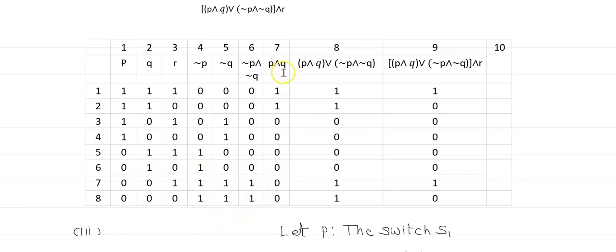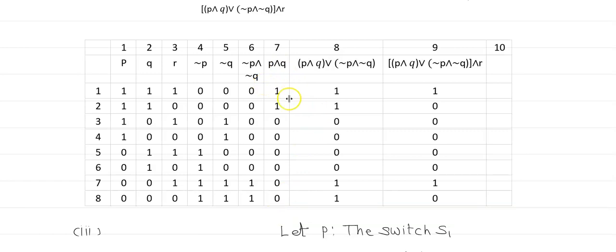Now next is P and Q. To form P and Q, we apply column number 1 and 2. 1 and 1 is 1, 1 and 1 is 1, 1 and 0 is 0, 1 and 0 is 0. Next is 0 and 1 is 0, 0 and 1 is 0, 0 and 0 is 0, and last is also 0 and 0 is 0. In this way, we have performed column number 7, that is the statement P and Q.